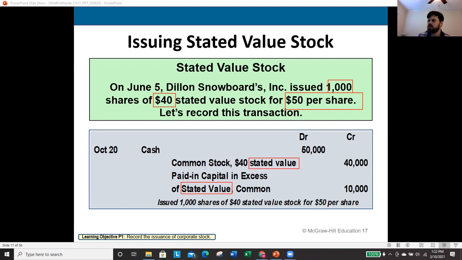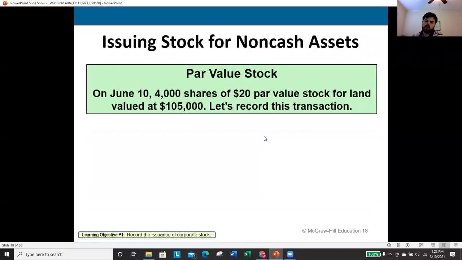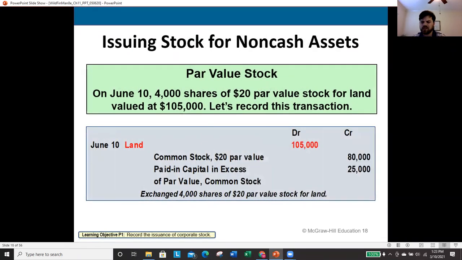Now, for my next slide, we want to come in and look, and we see, well, what do we do if we issue stock, but we don't receive cash? Well, in this case, it's going to be pretty much exactly what you would expect. So on June the 10th, 4,000 shares of $20 par value stock were sold for land valued at $105,000. So what this is telling me is that my stock, even though the par value is only 20, my market value must have been more than that because I got something worth $105,000.